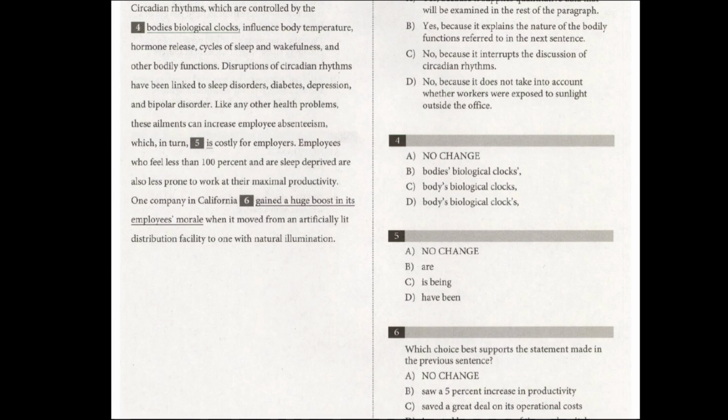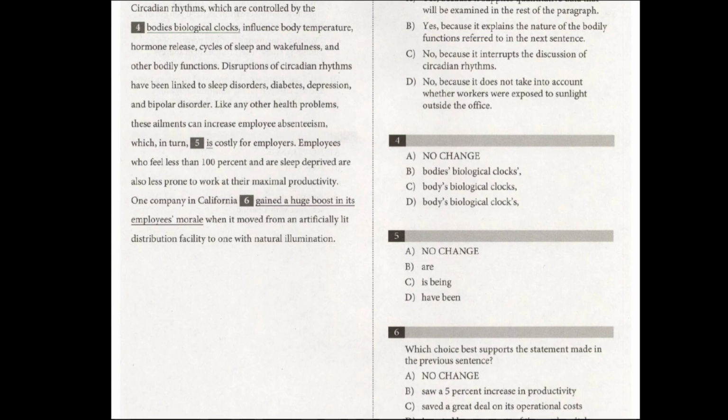On to question number 4 now. This question is about the underlined portion that reads bodies' biological clocks. The correct answer to this question is option C because only this option makes correct use of the possessive form of the noun body, which is meant to possess biological clocks.